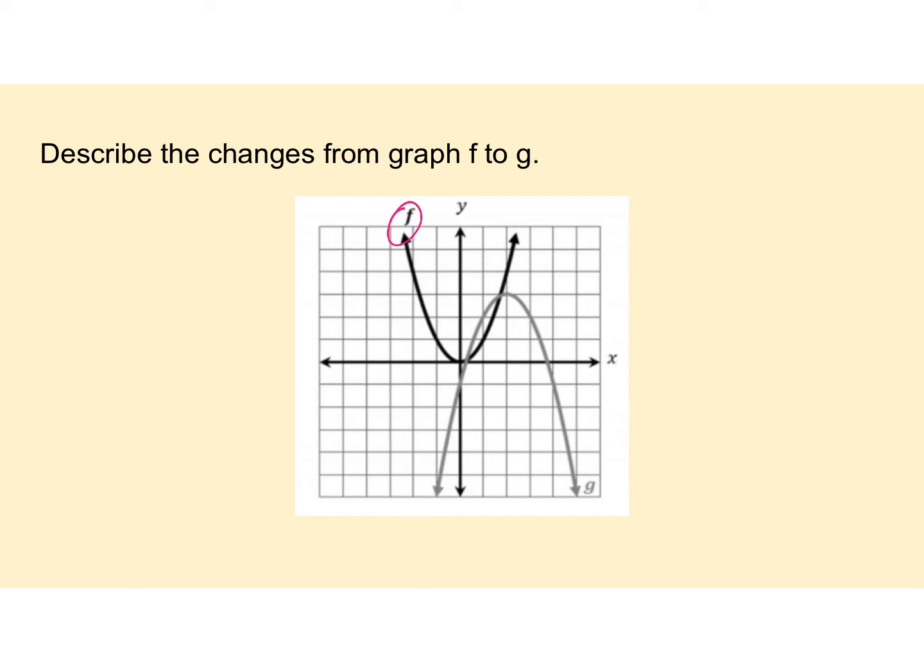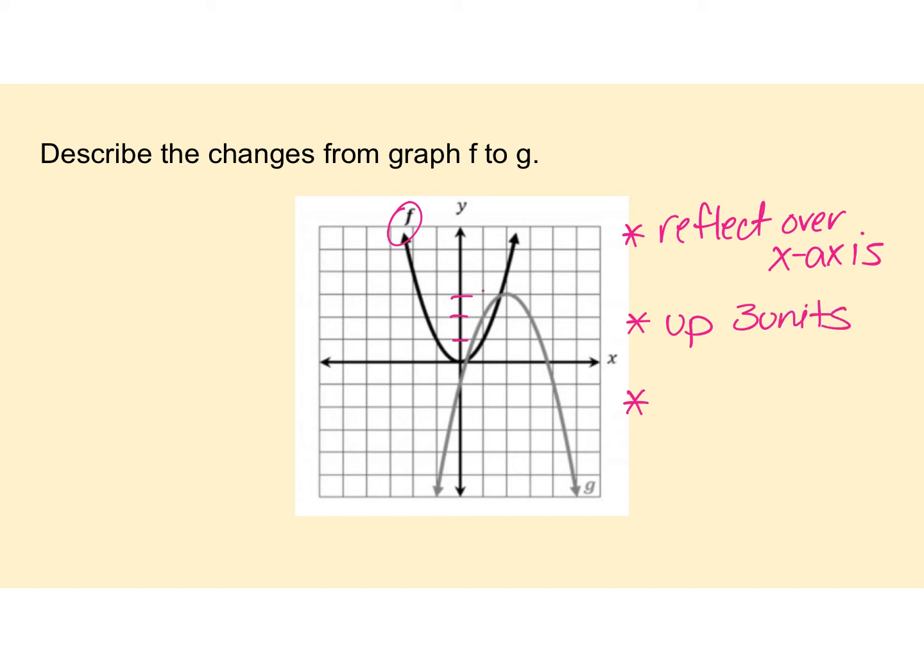The new one. Now this one has a lot going on. First of all, I notice a reflection over the x-axis. So it went from opening up to opening down. There is a vertical and a horizontal shift. So let's go with vertical first. So we have 1, 2, 3. So we're going up 3 units. And then 1, 2, left 2 units. Remember, this is vertical, this is horizontal. So you'll hear it and see it being described a lot of different ways.